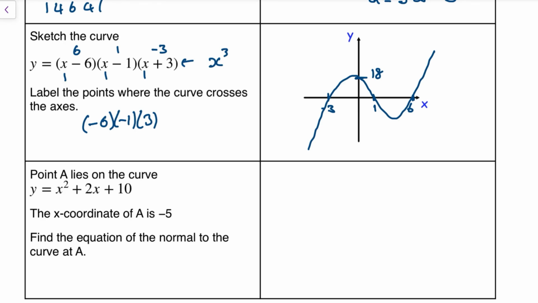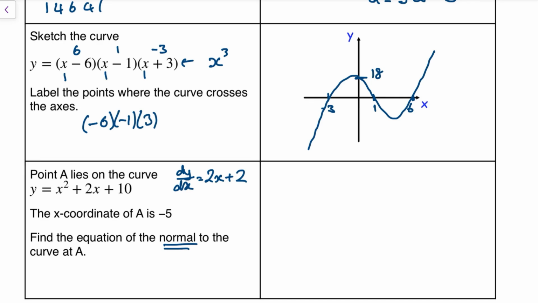Next question. The point A lies on the curve and the x-coordinate of A is minus 5. Find an equation of the normal to the curve at A. Okay. Normal or tangents mean differentiation. So the first thing I'm going to do is differentiate. I'm going to find dy/dx. And I'm going to do it here because I suspect I'm going to need some space. So if I differentiate, x squared becomes 2x, plus 2x becomes plus 2, and the 10 goes away because it's x to the 0, and anything times 0 becomes 0.